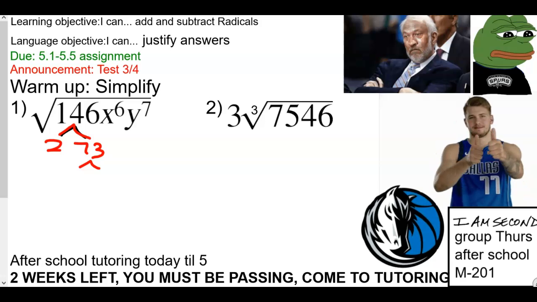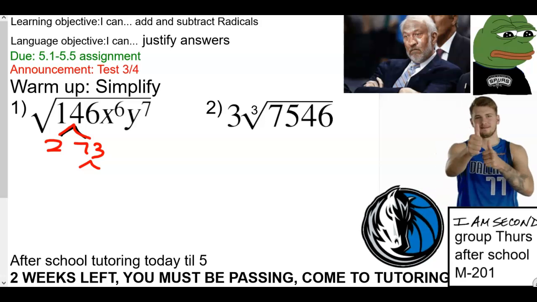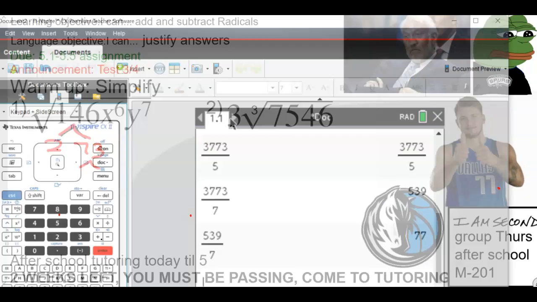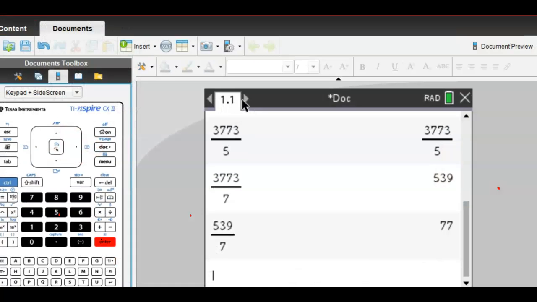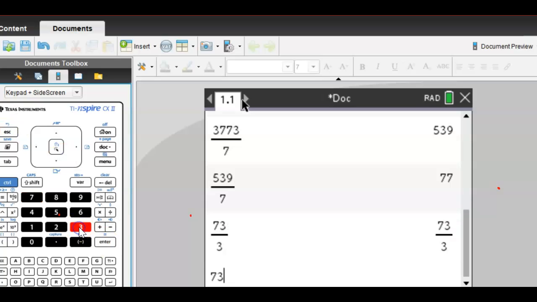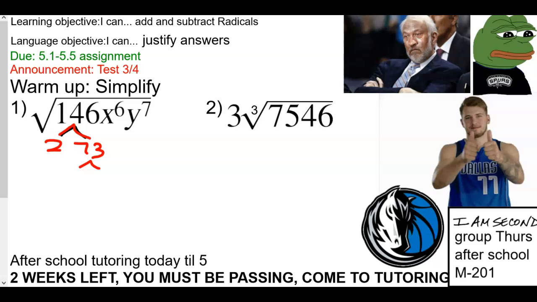3? Nothing? Let's try 73 divided by 3. Oh, wait. Let's try 7. Doesn't look like it works, right? Okay, so 73 is prime.